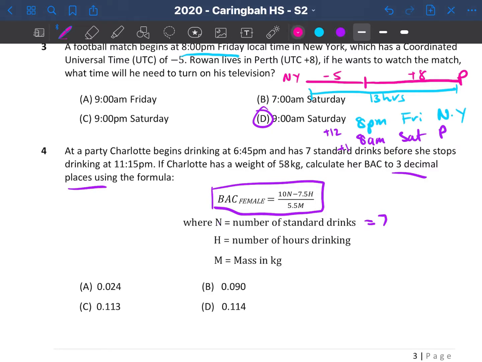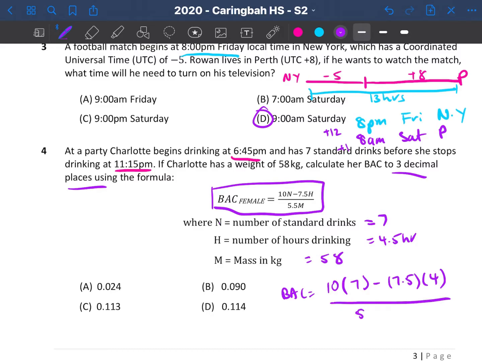Now she drank between 6:45 p.m. and 11:15 p.m. That is 4.5 hours. And her mass is 58 kilos. So this is relatively straightforward. I'm just going to plug it in on the calculator. So that is 10 times 7 minus 7.5 times 4 all over 5.5 times 58. Plug that in on your calculator and you get D.